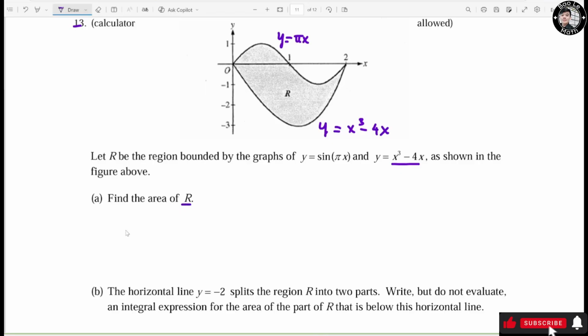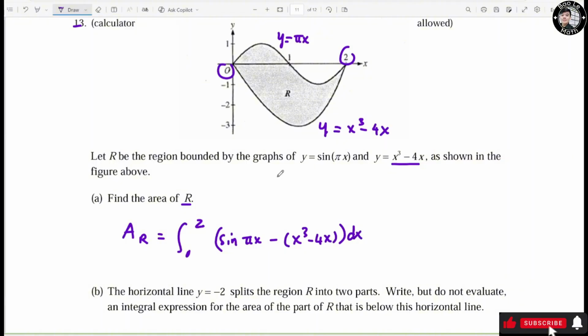So it could be the area of the region R equals the integral from 0 to 2 of y top subtract y bottom, right? So it could be sine of pi x subtract x cubed minus 4x, dx, right?